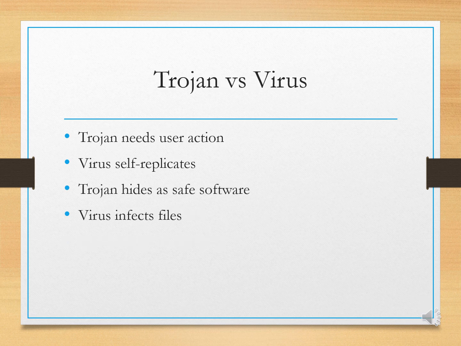Many people think Trojan and virus are the same, but they are different. A Trojan needs user action to work. A virus can spread by itself. A Trojan hides as safe software, while a virus infects files. Understanding this difference is very important for exams and real life.